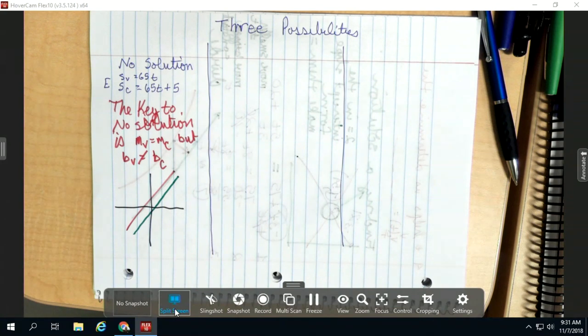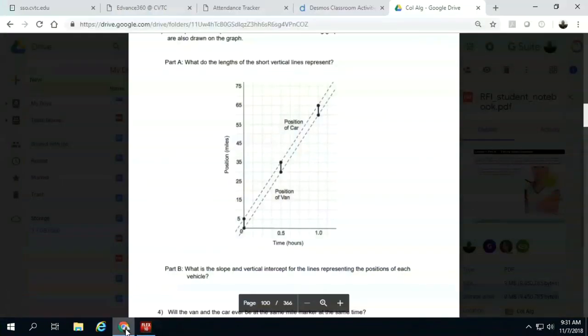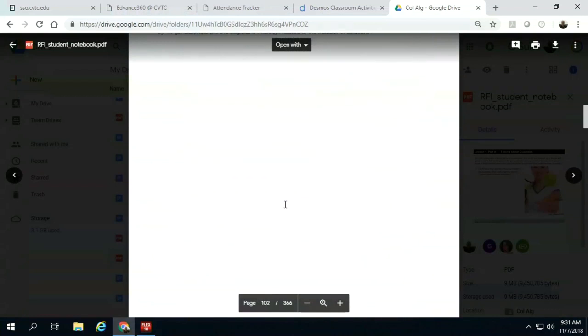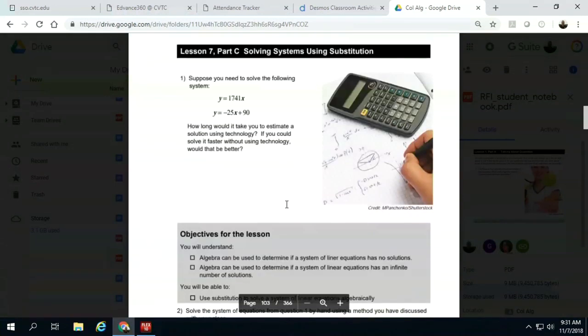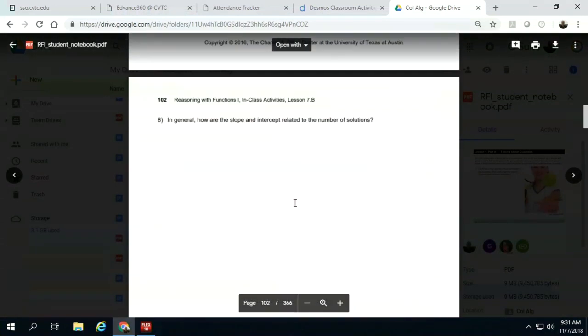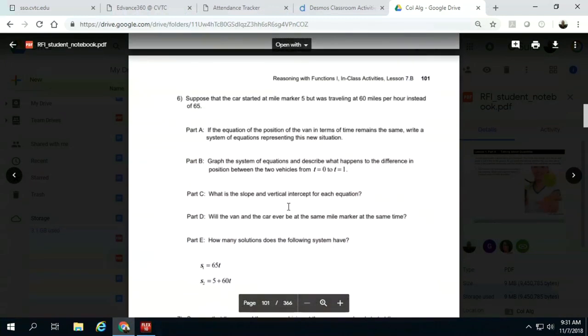The second case. Suppose that the car started at mile marker 5, just like before, but was traveling at 60 miles an hour instead of 65. Let's explore that one and see what we get. Do all the way down to E. Go. Oops, did I go too far? There we go.